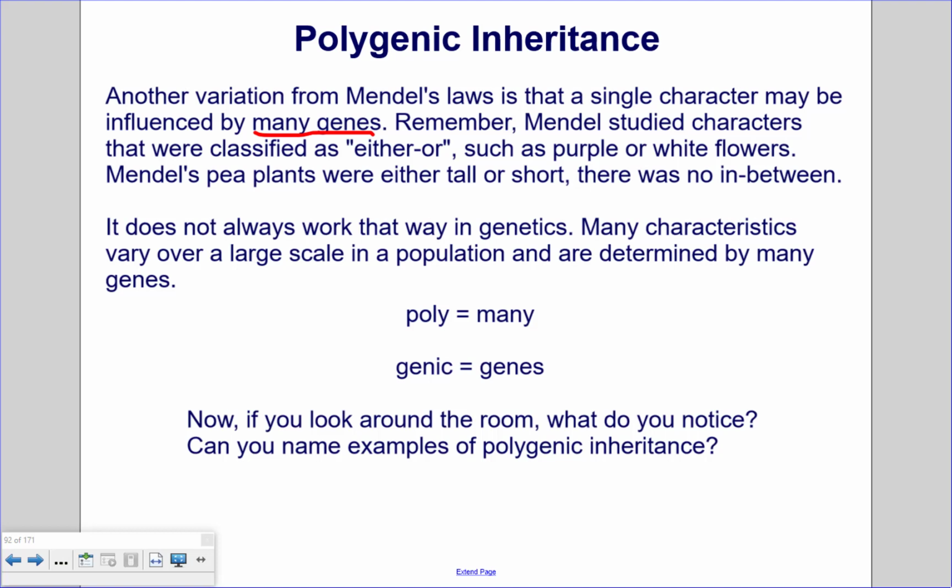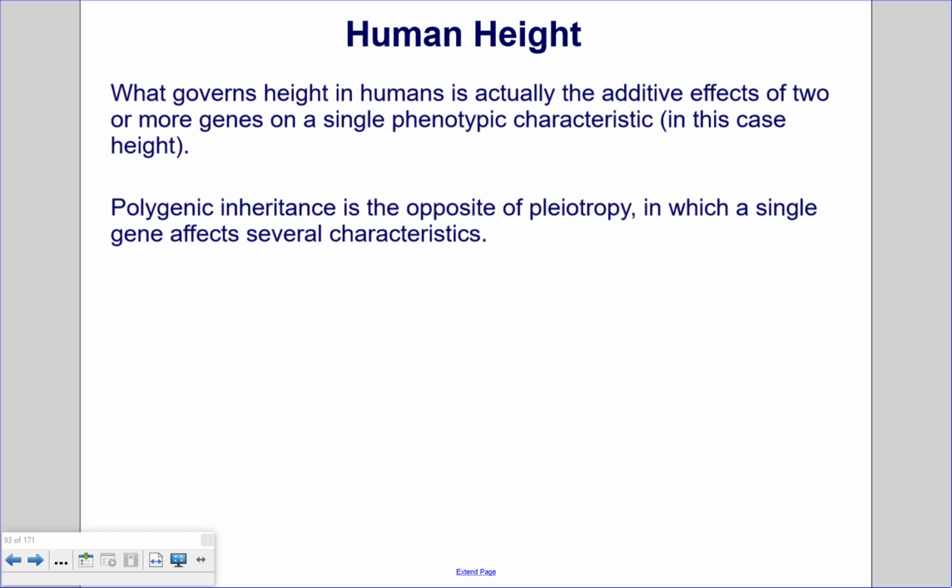Now, if you look around the room, what do you notice? Can you name examples of polygenic inheritance? Human height. What governs height in humans is actually the additive effects of two or more genes on a single phenotypic characteristic, in this case, height. Polygenic inheritance is the opposite of pleiotropy, in which a single gene affects several characteristics. So with polygenic inheritance, we have two or more genes, multiple genes, on a single phenotypic characteristic, and pleiotropy is a single gene that affects several characteristics.